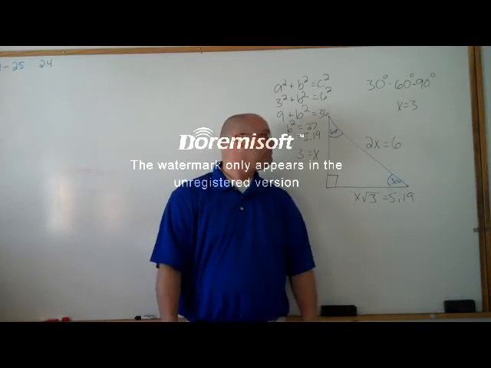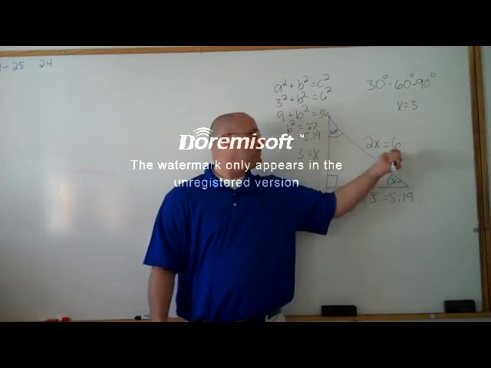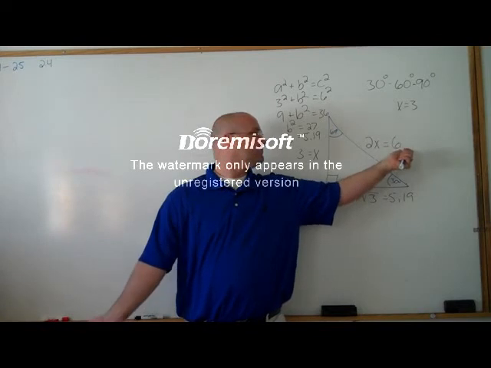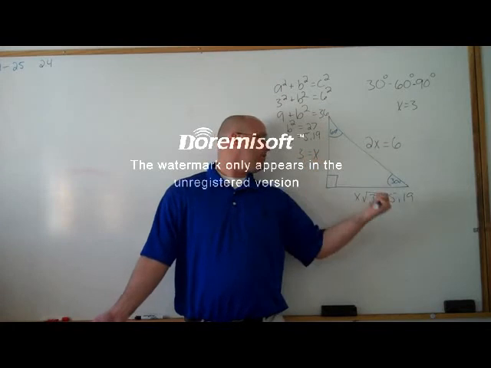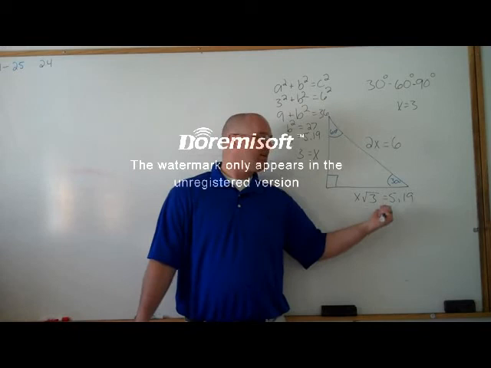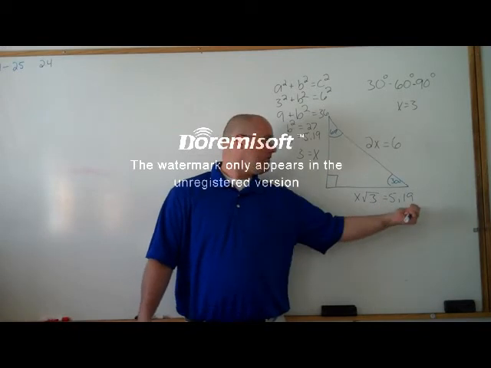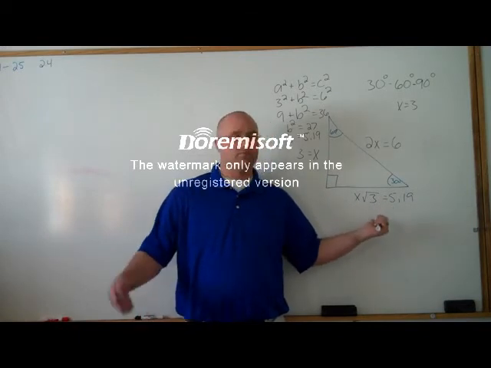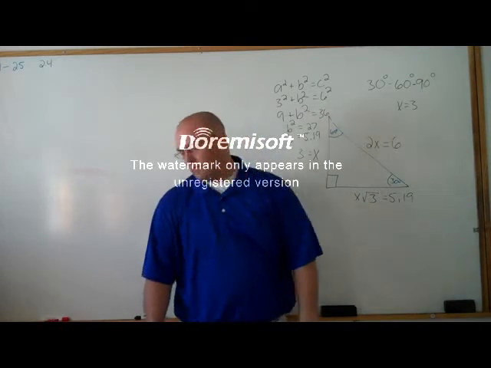Right? So if this was 6, 2 divided by 6 is 3. So x is going to be 3. And you know this is 5.19, this is x times the square root of 3. You just divide by the square root of 3, and then you can find out x is 3. Multiple ways you can find that out.